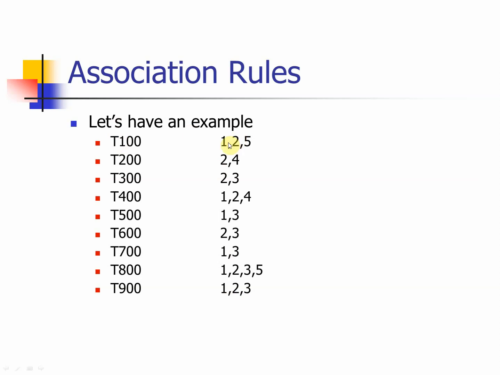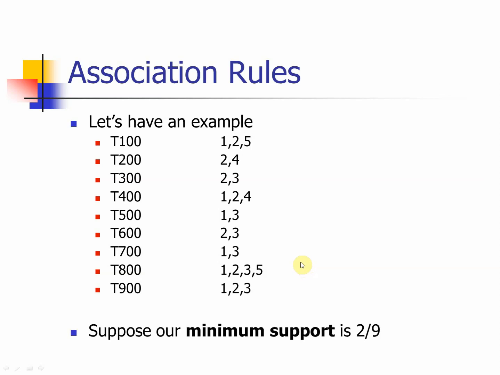So the first customer buys product 1, product 2, and product 5. You can think about milk, bread, and cheese maybe. Customer 2 will buy items 2 and 4, etc. So the total number of transactions in this example is 9. Saying that we set up a minimum support equal to 2 divided by 9, indicating that the frequent item that we want to identify needs to occur at least twice, so that we will understand this actually meets the minimum support here.